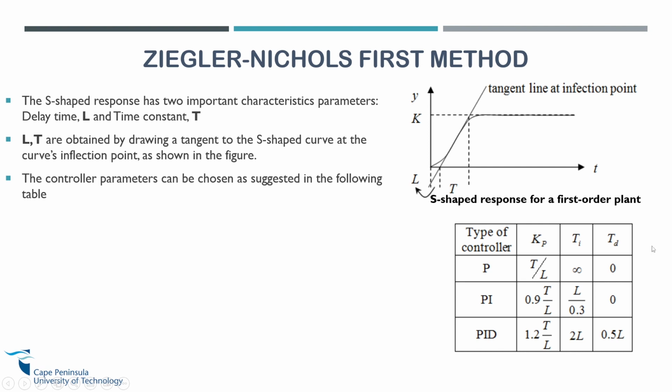Again, important, this is the table that we use to determine the parameters of PID. If you are using a PID controller, we are going to use this block here, whereby you'll have the value of T from our graph, we have the value of L from our graph, then you multiply by 1.2, and then you get your KP.